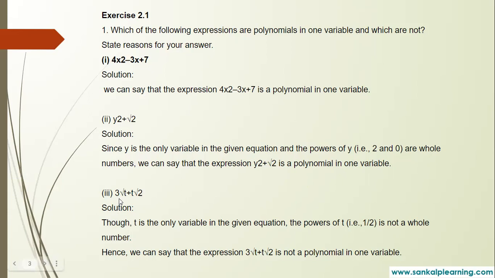Next, come to the third one. 3 root t plus t into root 2, children. See the first term here. 3 square root of t is there. Square root of t is nothing but t to the power of 1 by 2, right? So what is the condition? It should not be a fraction form. So square root of t means it is not a polynomial. We can say that the expression 3 root t plus t root 2 is not a polynomial in one variable.